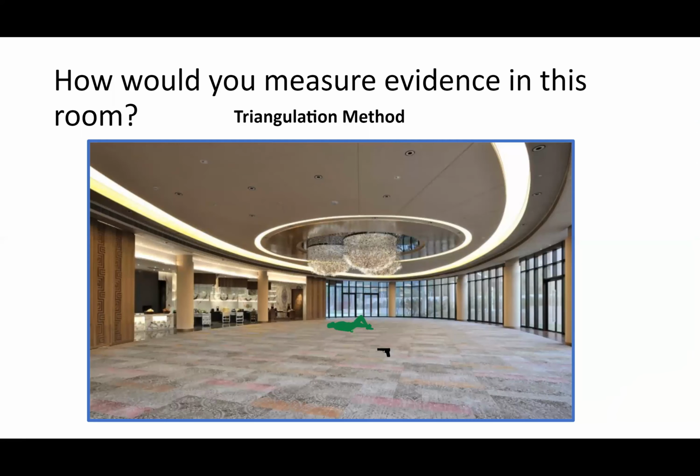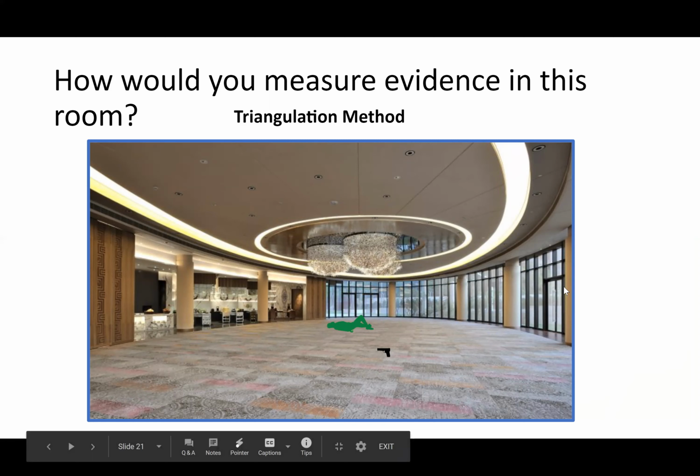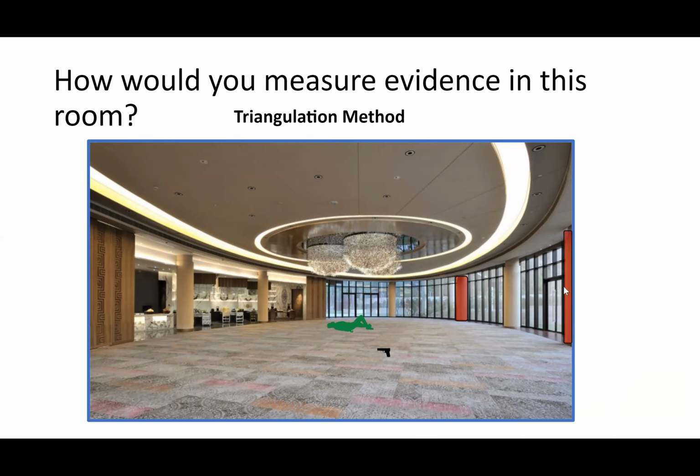If you chose the triangulation method, because this room is clearly not rectangular, you would be correct. In this particular case, they chose those two pillars and drew their lines from each of the pillars, and then you would measure the distance from this pillar and this pillar to the gun, and this pillar and that pillar to the person.